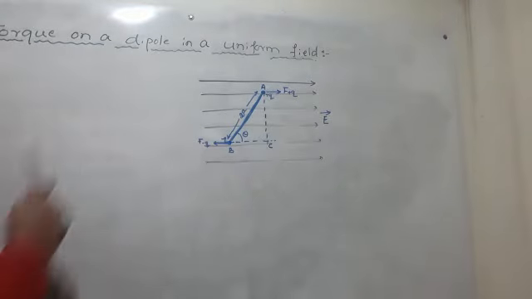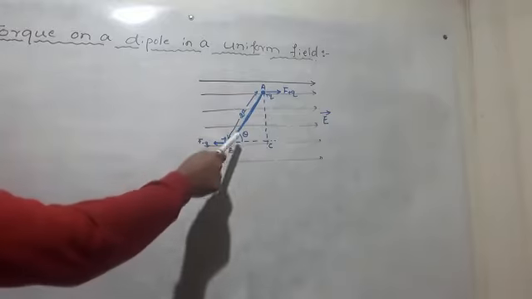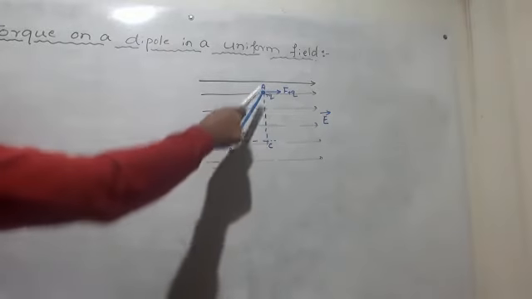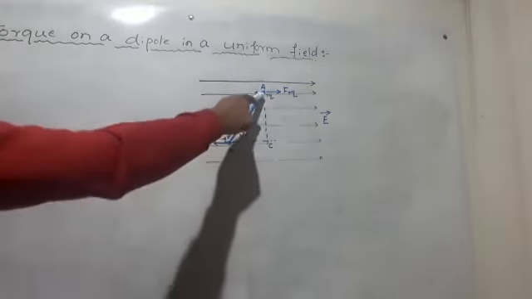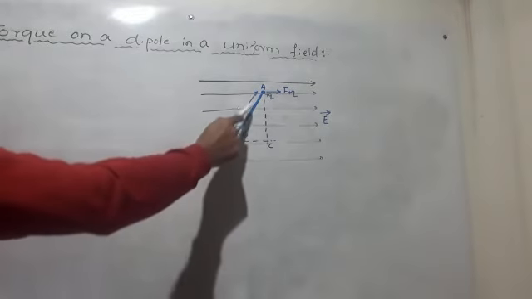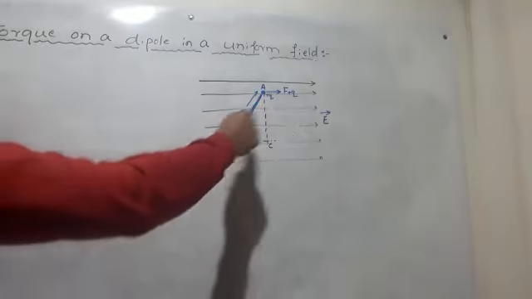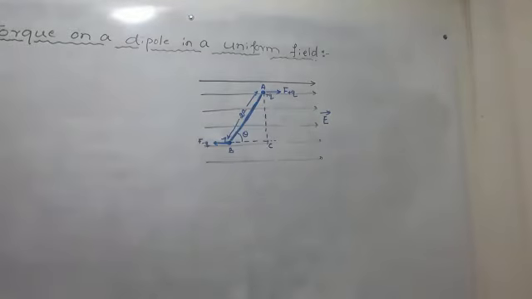Torque on a dipole in a uniform electric field. Say for example, I have a dipole AB with plus Q charge and minus Q charge with a length 2A. Let this dipole be placed in the uniform electric field E. Now that is the direction of the electric field.